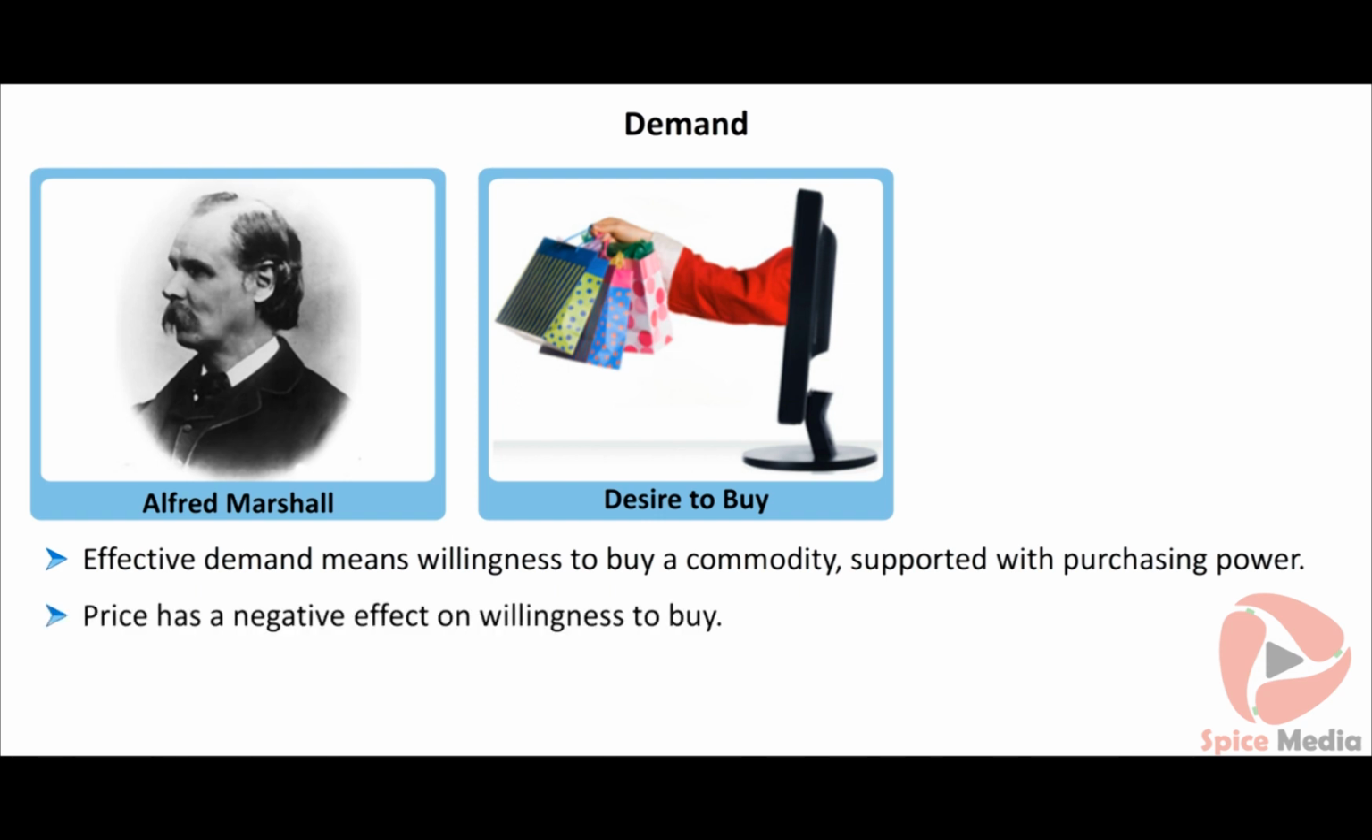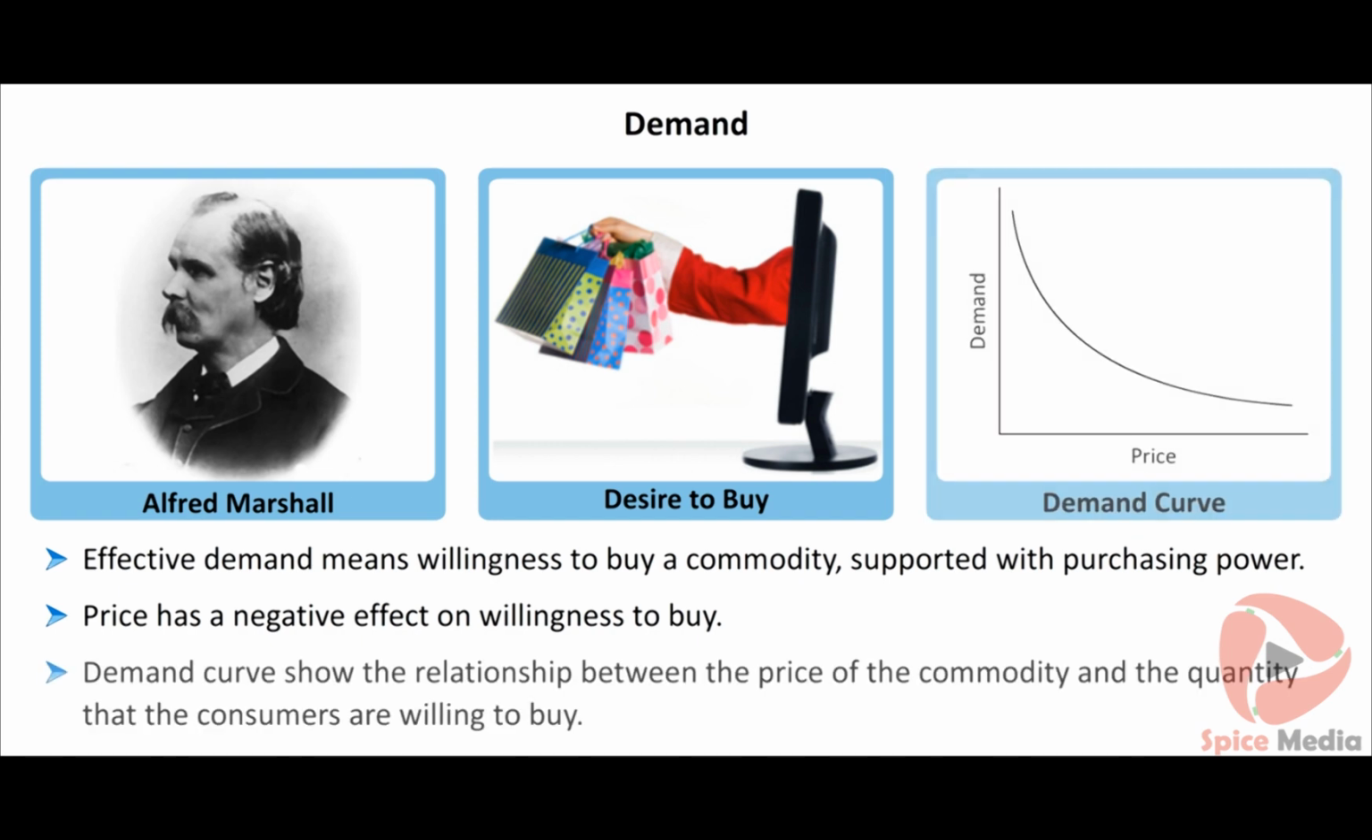Price has a negative effect on willingness to buy because as the price of a product falls, the quantity demanded will rise. The given graph illustrates the relationship between the price of the commodity and the quantity demanded. Price of the commodity is measured on the y-axis and the quantity demanded is measured on the x-axis.